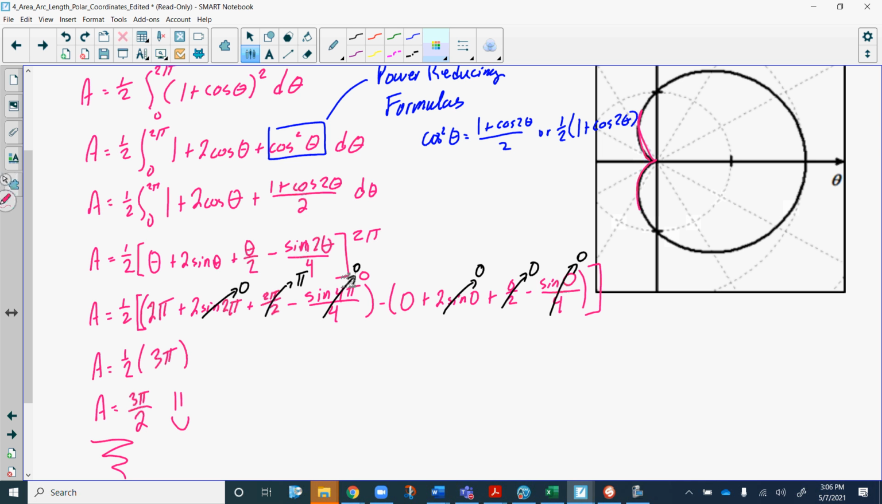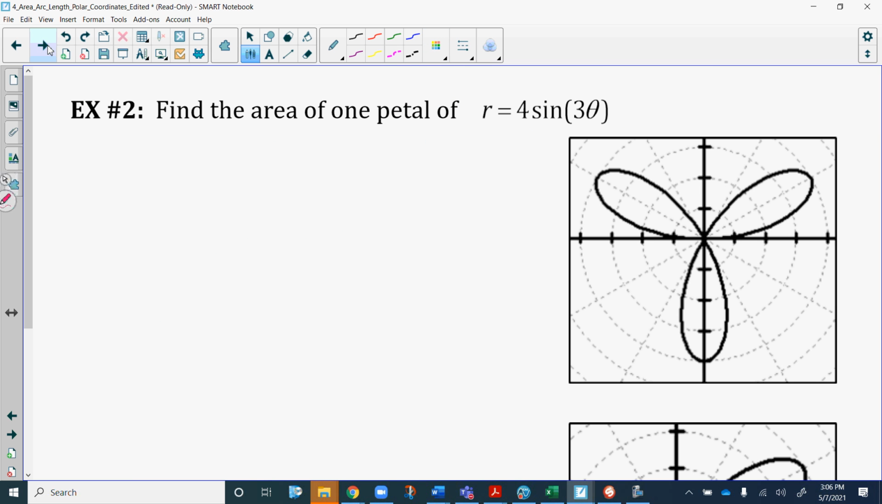And the next one is going to be another one. This is going to start to challenge the limit of what I think would be possible, maybe on a free response question without a calculator as far as your time is concerned. Here it's asking us to find the area of one petal. Okay, so how are we going to think about this one?